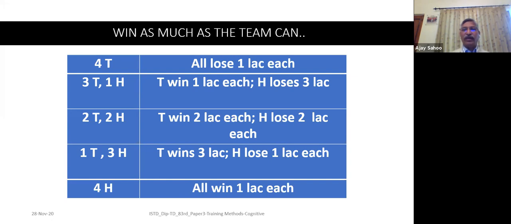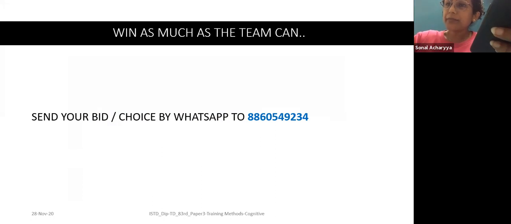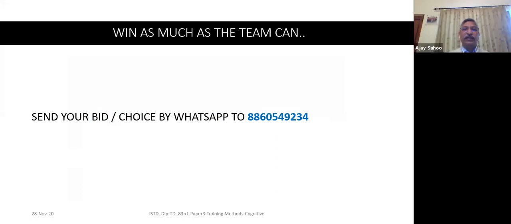And there is no way you can consult each other. You have to give your own choice. You will be sending the choice to my WhatsApp number, which is 8860. Is the instruction clear? Can you just repeat your WhatsApp number, sir? 8860. It's on the screen. 8860.